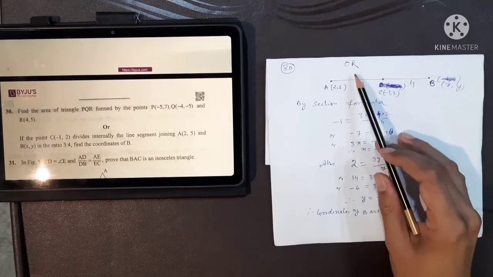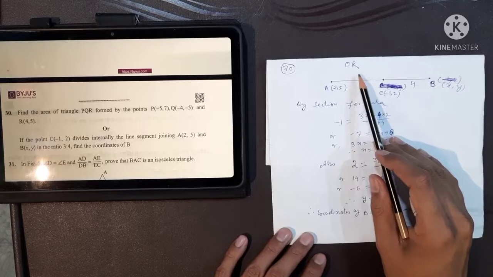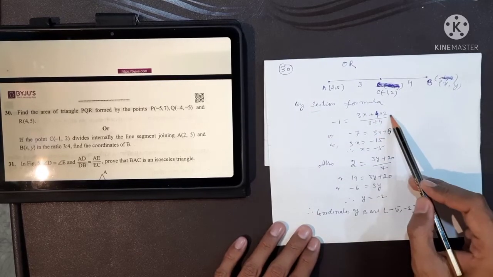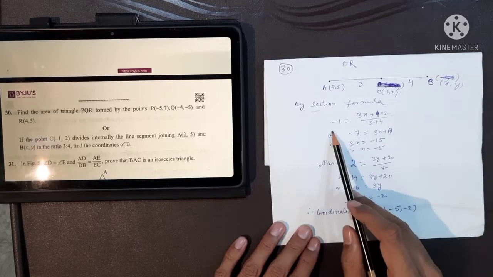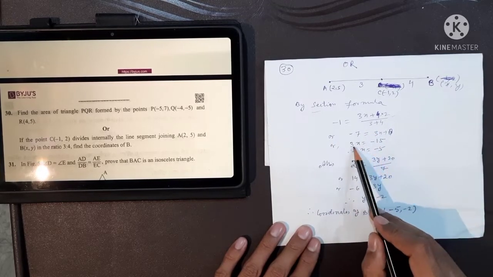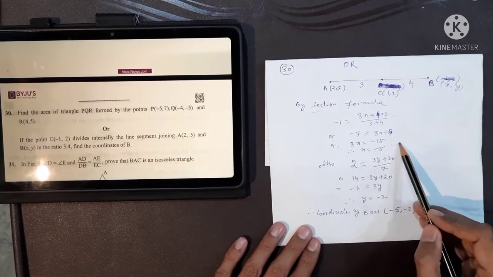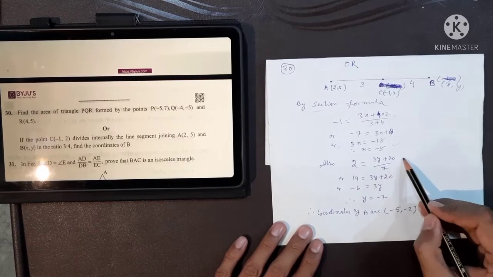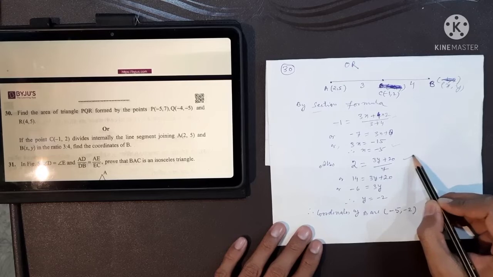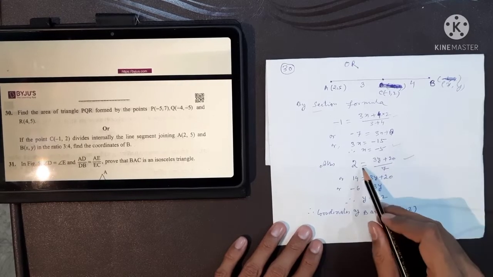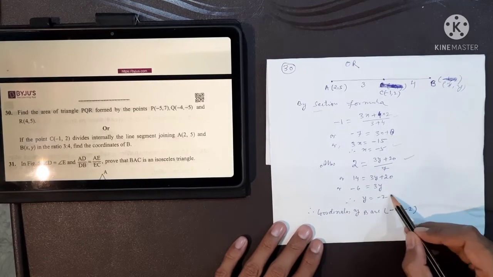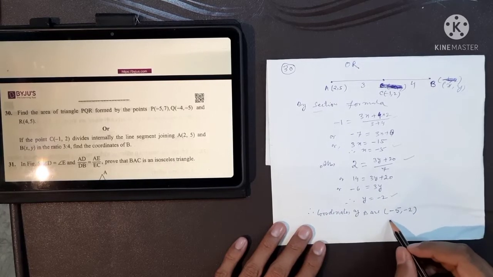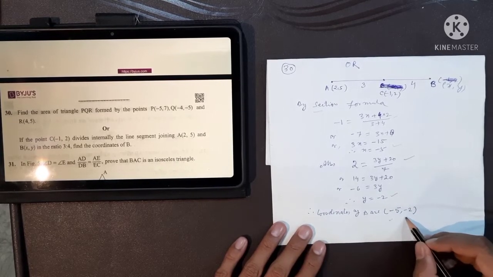For question number 30 OR part, we have used the section formula and applied this, and upon solving we get x equal to minus 5. Using the section formula again for y we get this, and we get y is equal to minus 2, so the coordinates of B can be found as minus 5 comma minus 2.